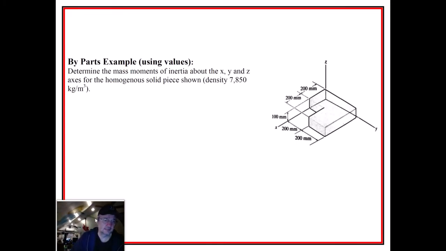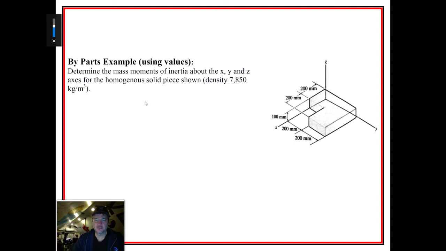Okay, here we'll do another example, and this one I'm just going to walk through it again. This is an example by parts of this piece, and we're going to find the mass moment of inertia about the x, y, and z axes for the homogeneous solid piece shown. And it's 7,850 kilograms per cubic meter, which turns out to be a number you see often for steel, right?